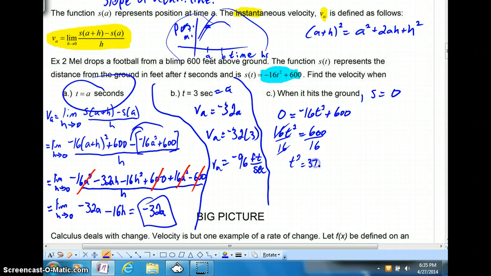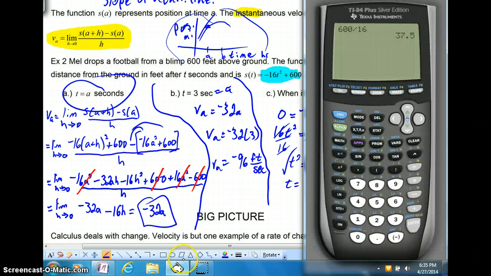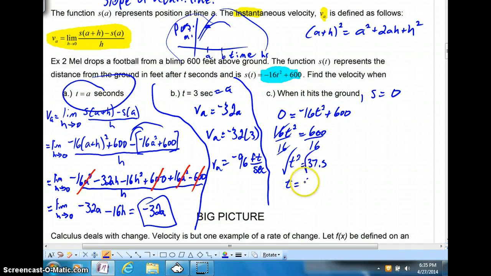And then we're going to have to take a square root. You know the square root of 36 is 6. You might expect it to be pretty close to that. So let's bring that back. Second answer, square root of that, 6.1237, something like that. That many seconds. That's when the football hits the ground.